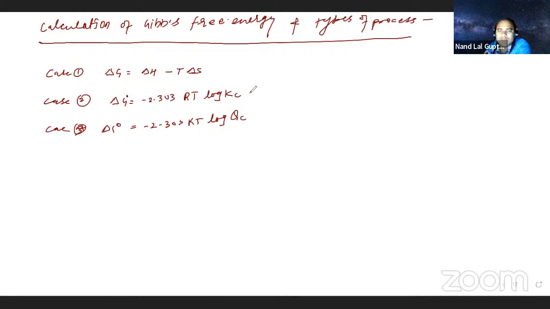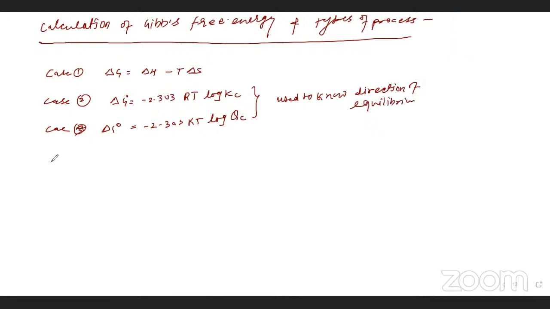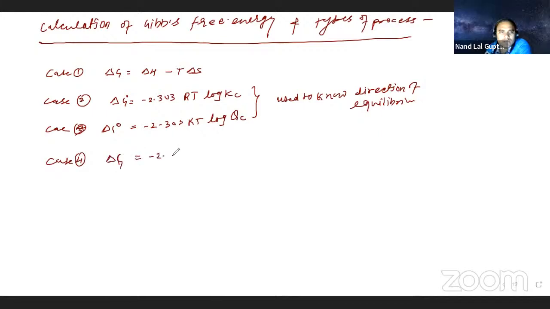So Kc and Qc are used to know the direction of equilibrium, which one is coming more. That will be helpful. Case 4. Del G naught is equal to minus nFE naught cell. This is also there.